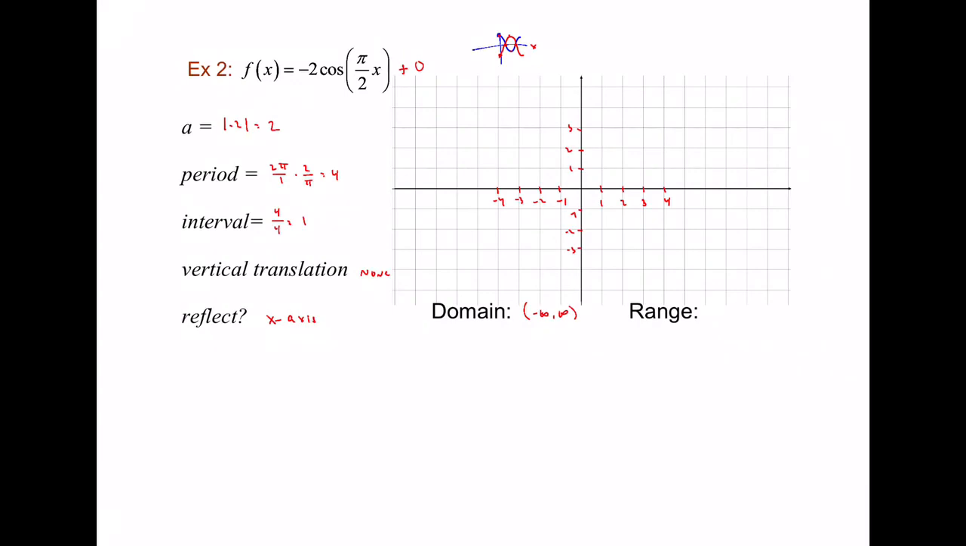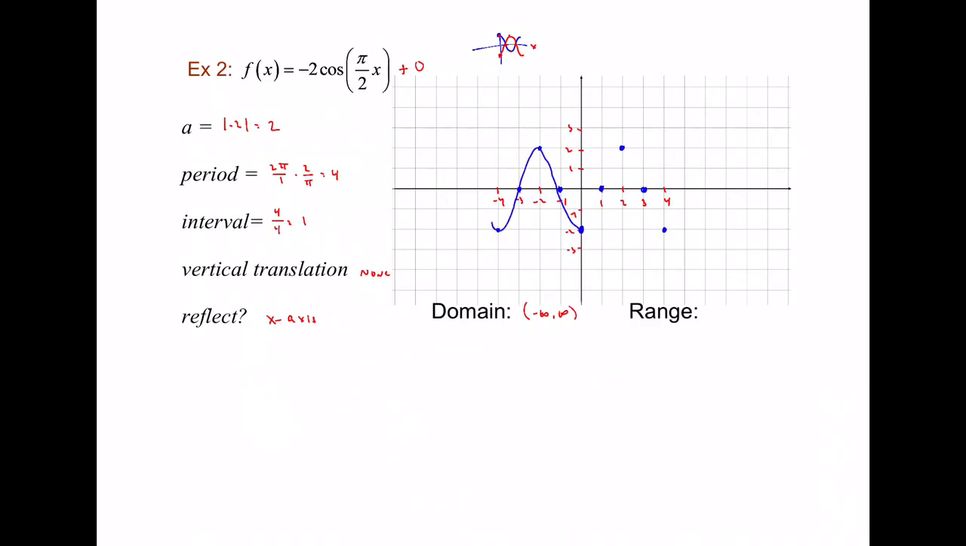Okay? So instead of starting at my max of 2, because it's a reflection, I will start at my min of -2. And then I'll just work backwards. If I'm at my min, my next point is the middle, back to the max, to the middle, back to the min. Same thing on the other side. I'm at my min, so I'll be at the middle, the max, the middle, back to the min.